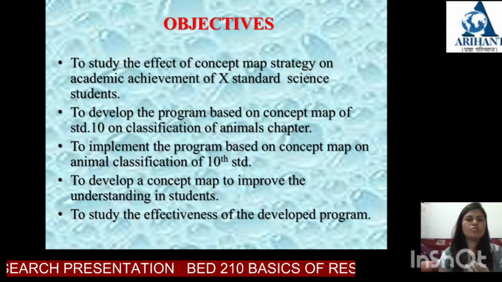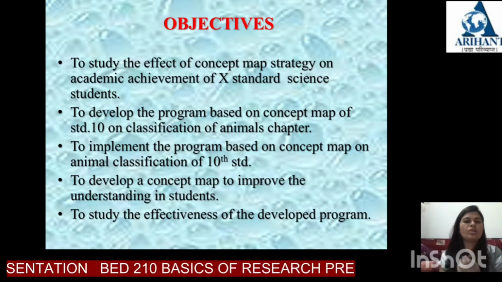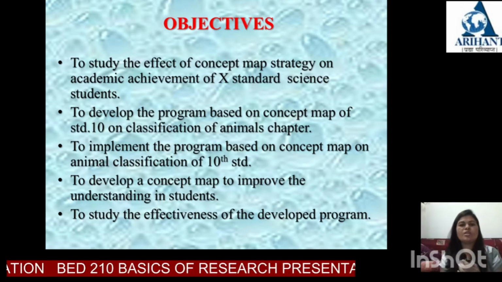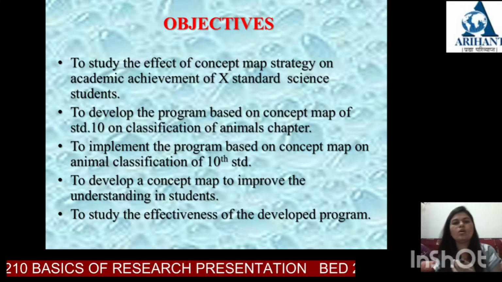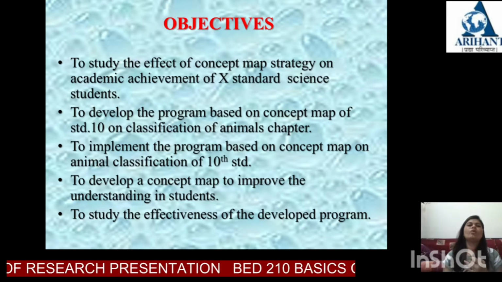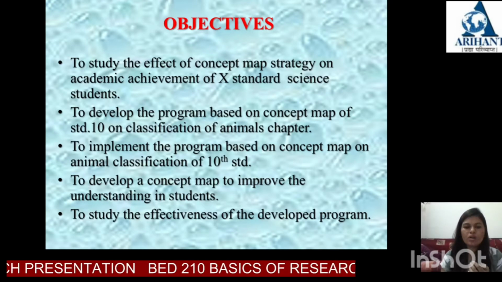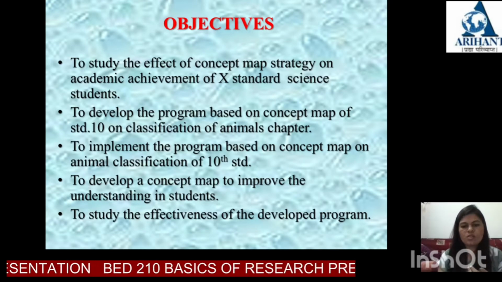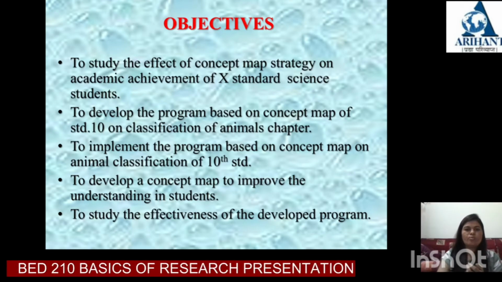So, what will be the objectives? The objectives of this research are to study the effect of concept map strategy on the academic achievements of 10th standard science students, to develop the program based on the concept map of 10th standard on the classification of animals chapter, to implement the program based on concept map on animal classification of 10th standard, to develop a concept map to improve the understanding in students, and to study the effectiveness of the developed program. So these are the objectives of my research.